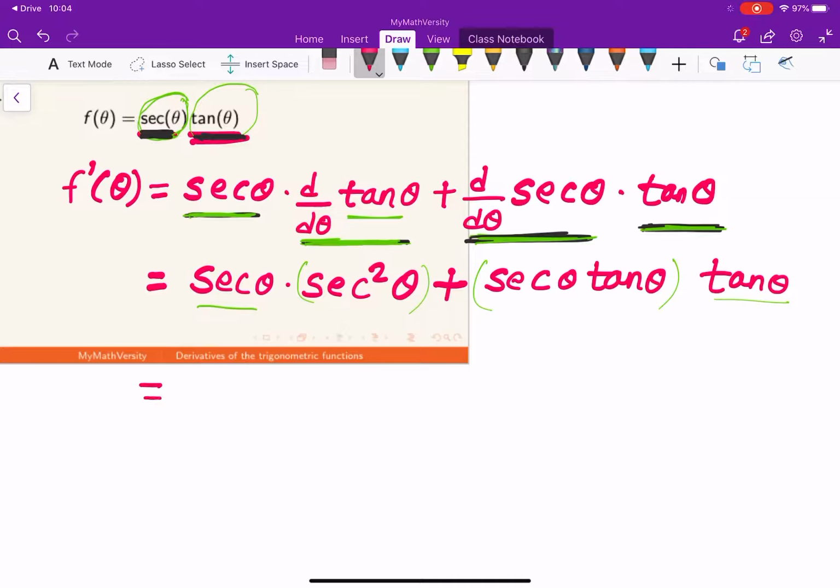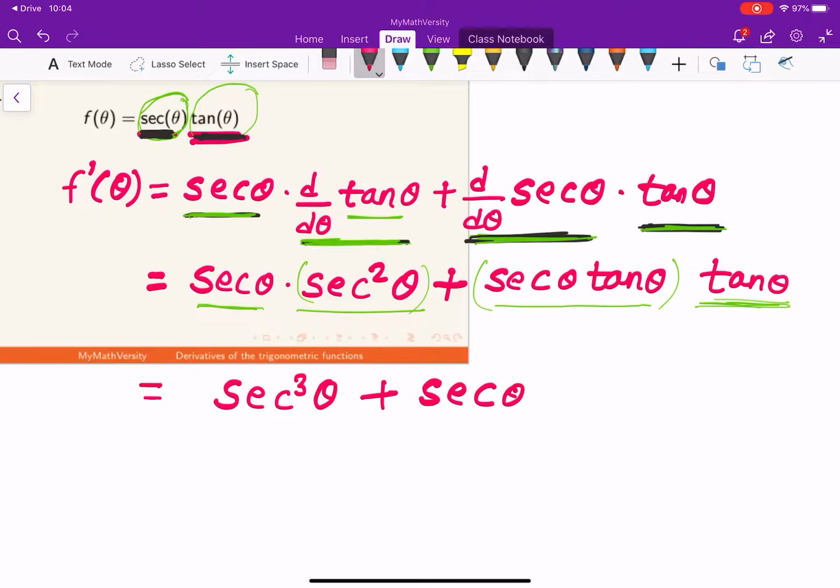On the first term, we can multiply secant theta with the secant square theta, right? So we then get secant cube theta. We can also write that in that way, plus on the second term, we have secant theta times tangent theta multiplied by tangent theta. So if we multiply them together, secant theta is as it is, but tangent theta times tangent theta can be written as tangent square theta. Okay, this is also done.